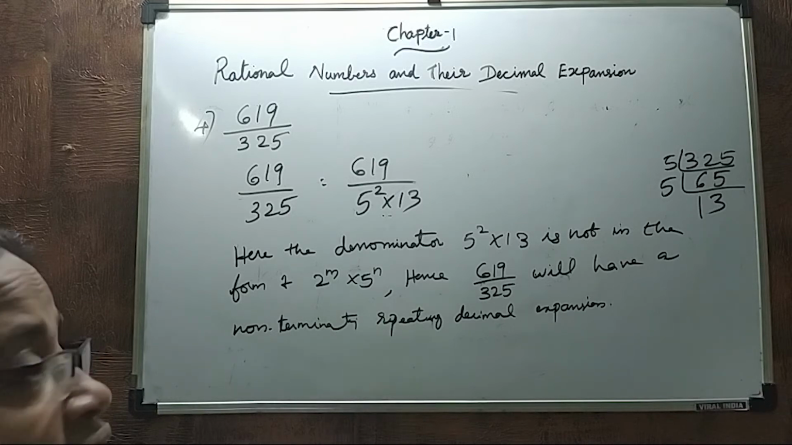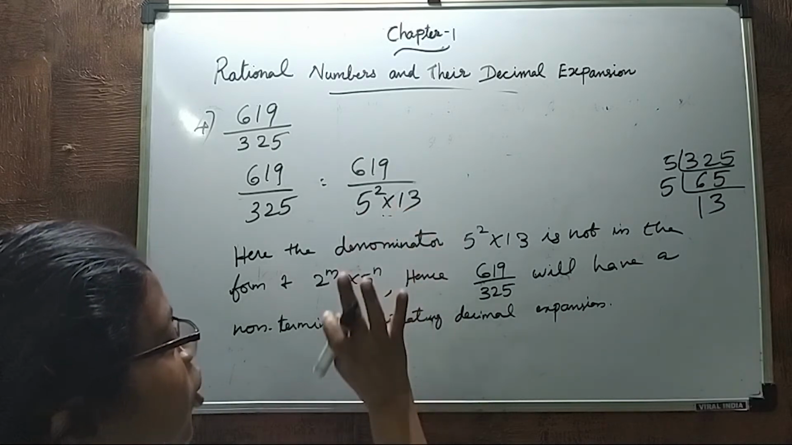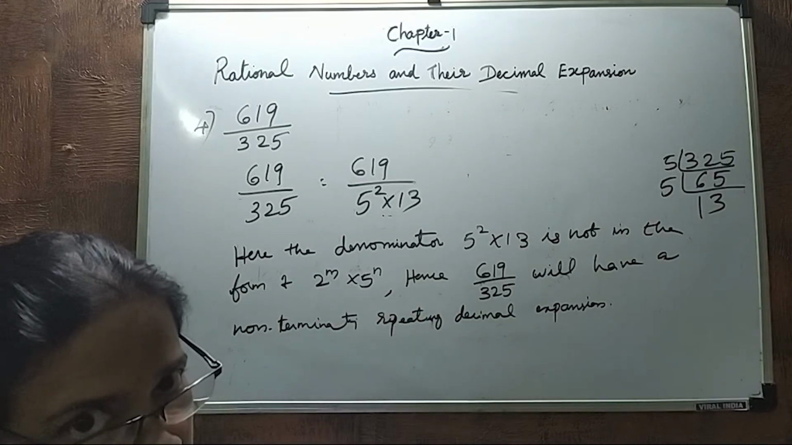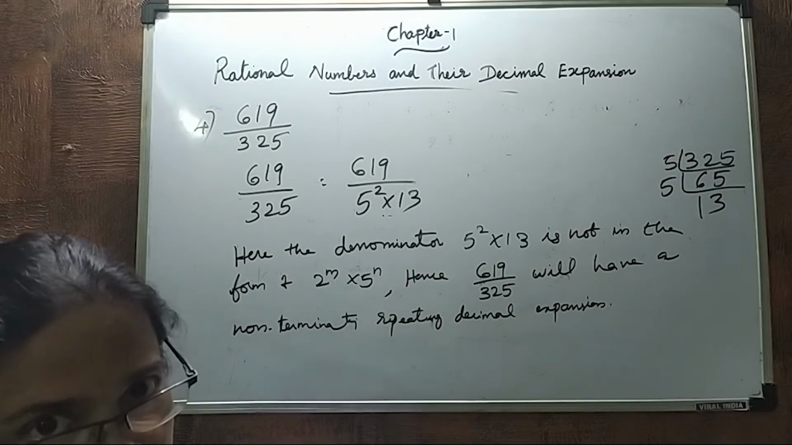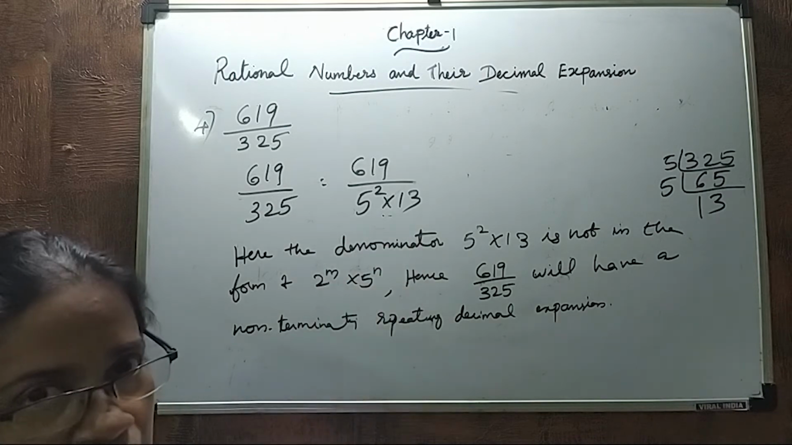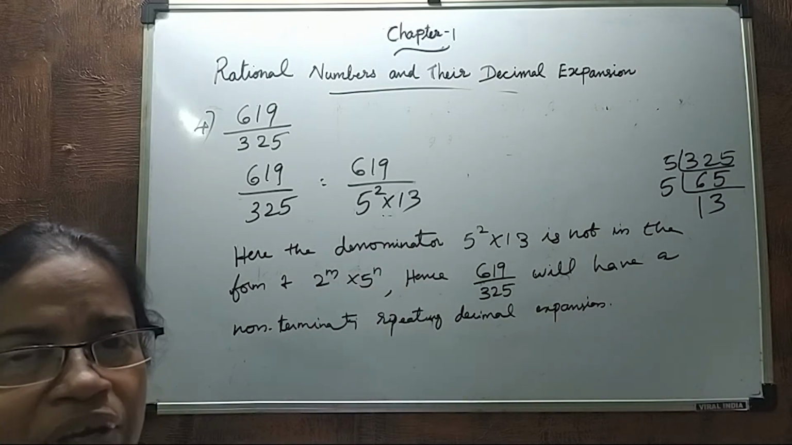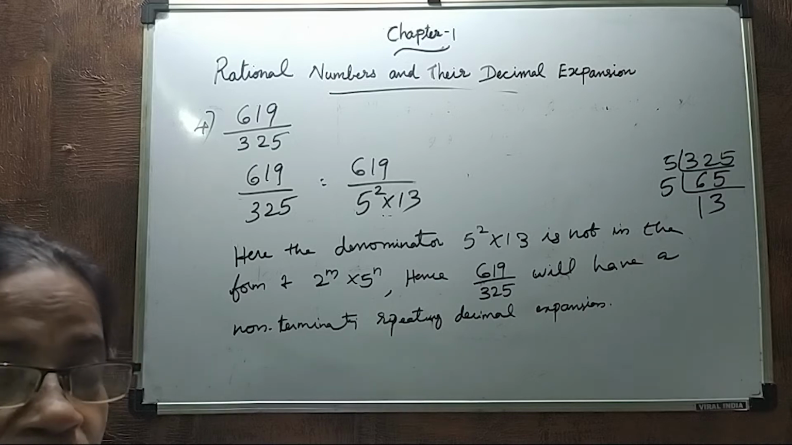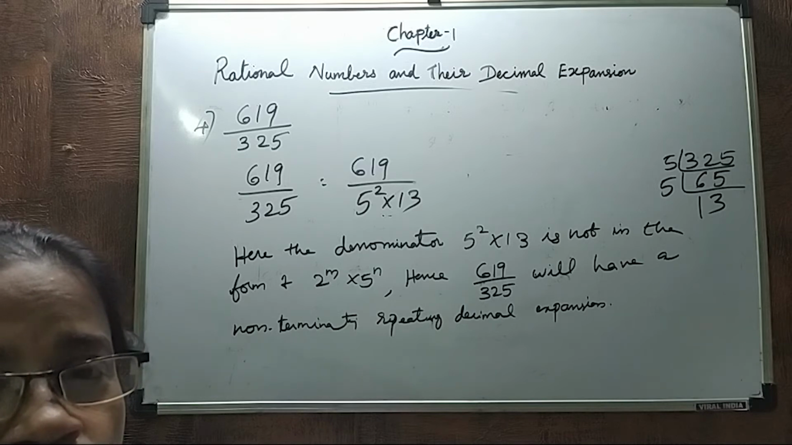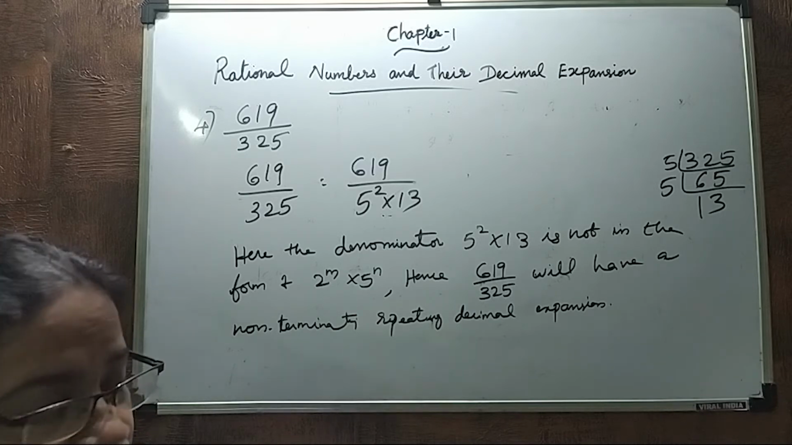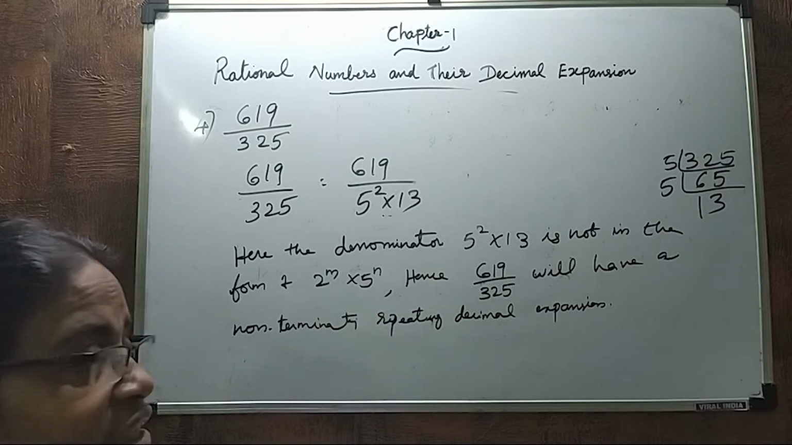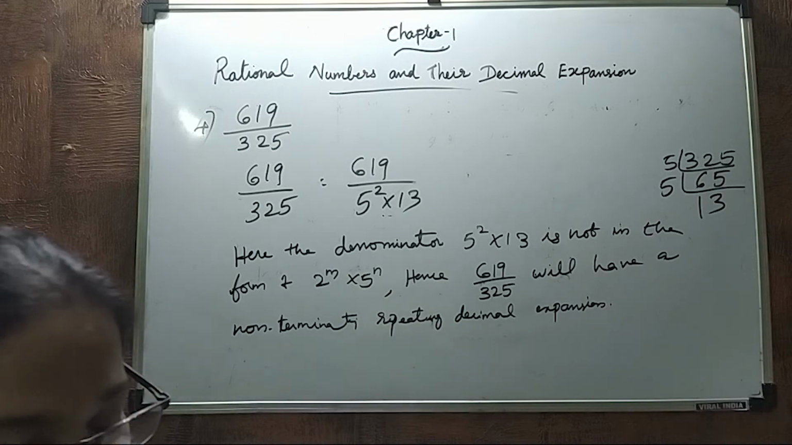What is the reason? Here it should become only 2 raised to m into 5 raised to n, nothing else. No other number should come in between. Only 2 and 5 should be here. If it is 5 only, there is no problem; we can write it as into 2 raised to 0. If only 2 raised to something is there, we can write it as 2 raised to m into 5 raised to 0. That means if any other number comes along with 2 raised to m into 5 raised to n, we can say that it is a non-terminating repeating decimal expansion.